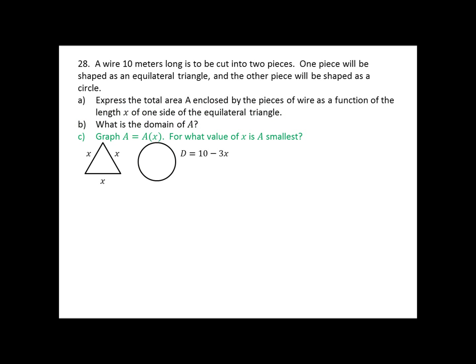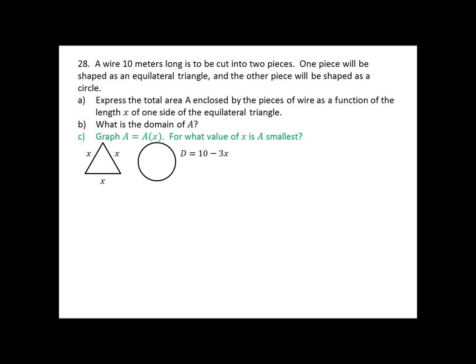Alright, number 28. A wire 10 meters long is to be cut into two pieces. One piece will be shaped as an equilateral triangle, and the other piece will be shaped as a circle. They want us to express the total area enclosed by the pieces of wire as a function of the length x of one side of the equilateral triangle. They want us to find the domain of the area, and they want us to graph it and find out what value of x makes A the smallest.